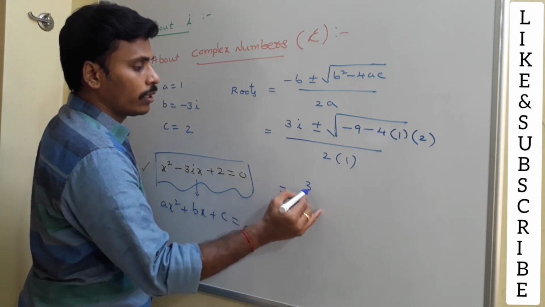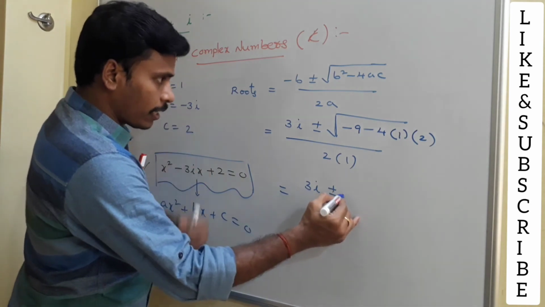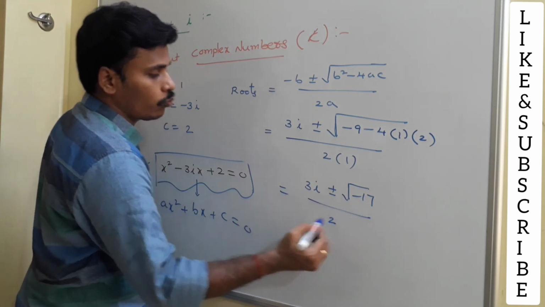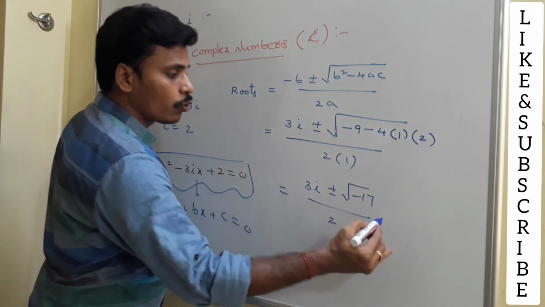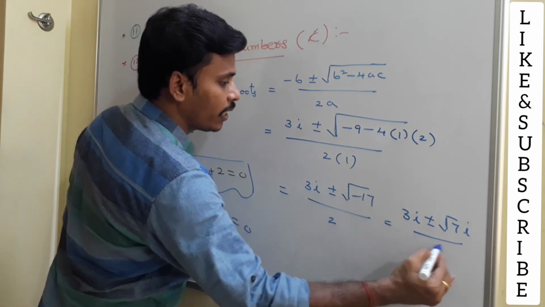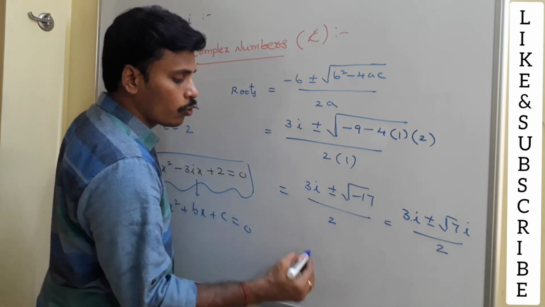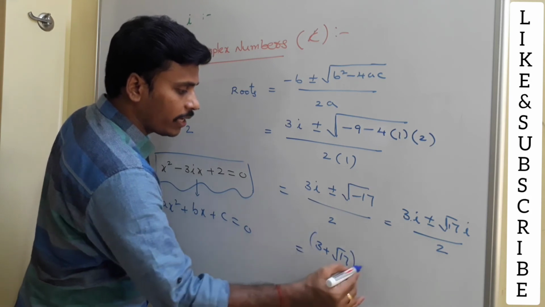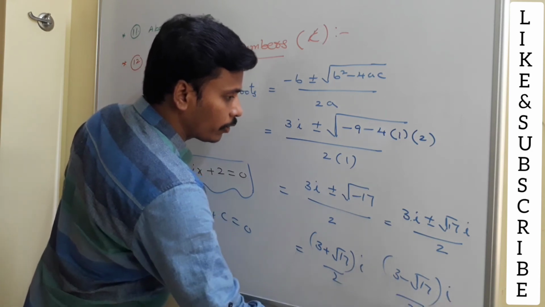That is equal to 3i plus or minus the root of minus 9 minus 8, which is minus 17. 4 twos are 8. So divided by 2. And this root of minus 17 can be written as root of minus 1, which is i, times root 17. So that is equal to 3i plus or minus root 17 i, by 2. At the end, what do you need to say? You don't have a chance to add 3 and root 17. It can be written as 3 plus root 17 i by 2, or 3 minus root 17 i by 2.